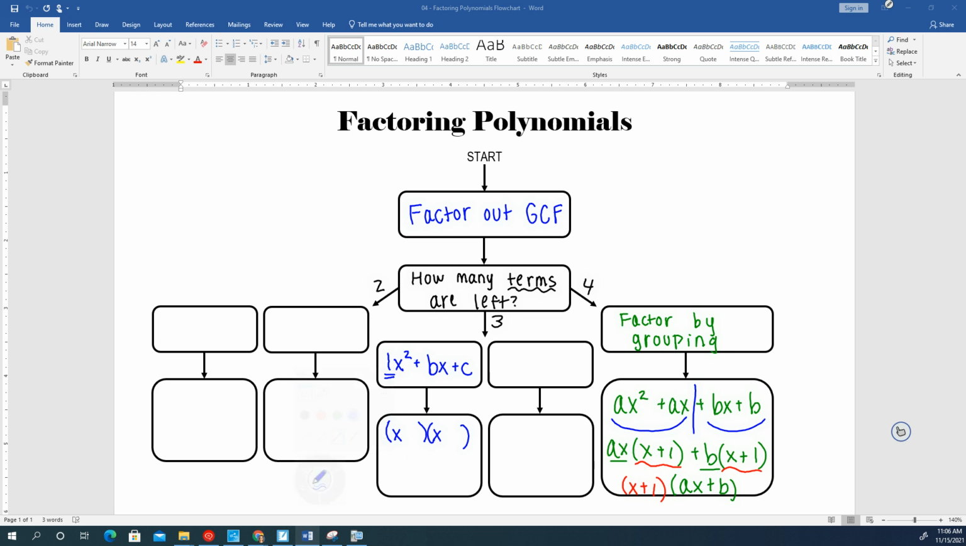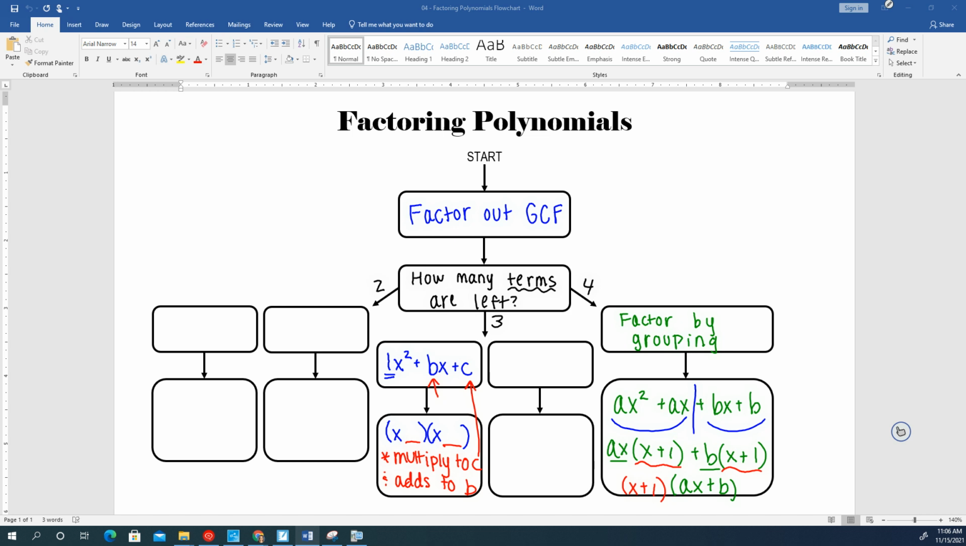So what you're going to do to figure out these 2 numbers is basically like that worksheet I gave you. You're going to practice thinking what multiplies to c, meaning your constant term, and adds to b, which is this one. What 2 numbers multiply to c, add to b? Okay. Write that in your notes for now.